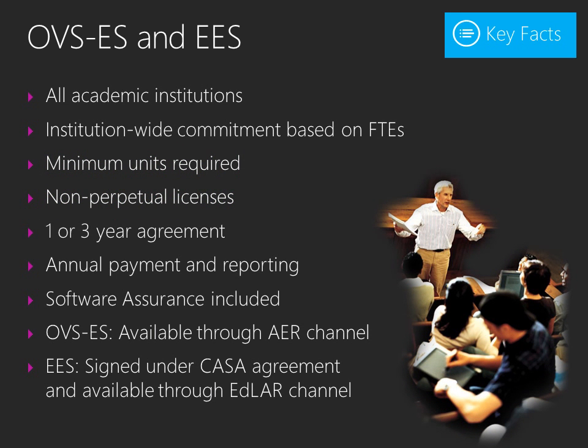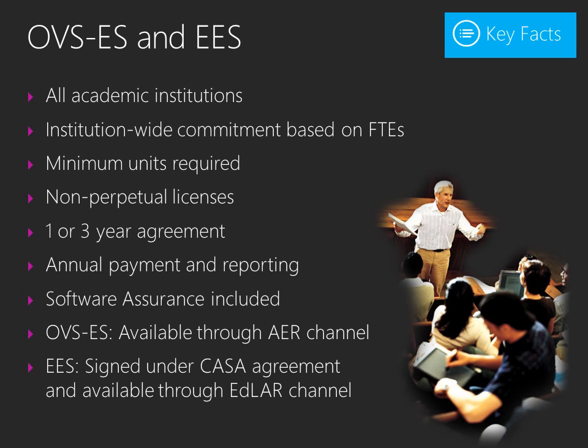So let's have a look at the key facts for OVS-ES and EES. And first of all, the academic institutions that they're aimed at. Now, EES is aimed at universities and colleges, whereas OVS-ES is aimed at all academic institutions. They both have institution-wide commitment based on the FTE count, and they both have minimum units required to purchase through these agreements. They're non-perpetual licenses, and again, the agreement term is a 1 or a 3-year agreement.